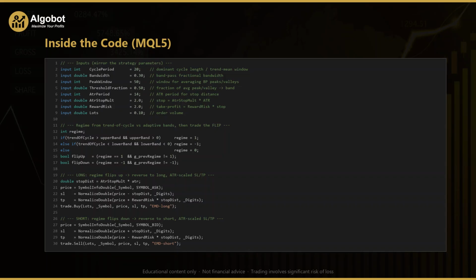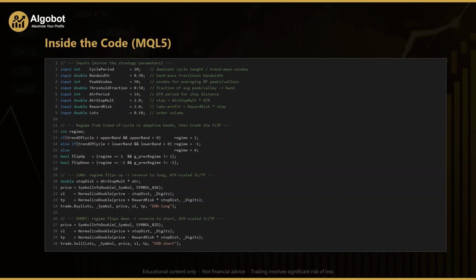Bandwidth, at 0.30, controls how tightly the filter isolates the cycle. Peak window, at 50, is the look-back for averaging peaks and valleys, and ThresholdFraction, at 0.50, decides how much of that average becomes the trigger band. Then come the risk inputs, ATR period 14, an ATR stop multiple of 2, and a reward-to-risk multiple of 2.